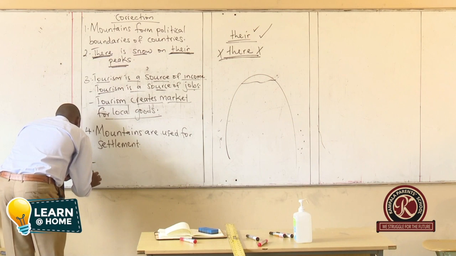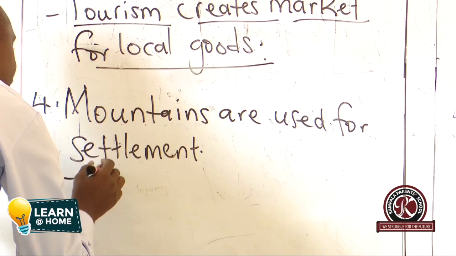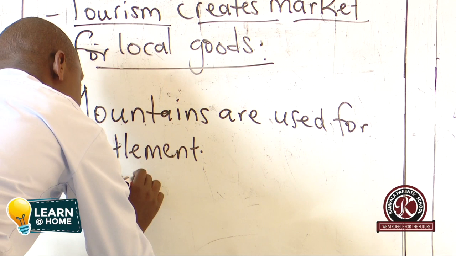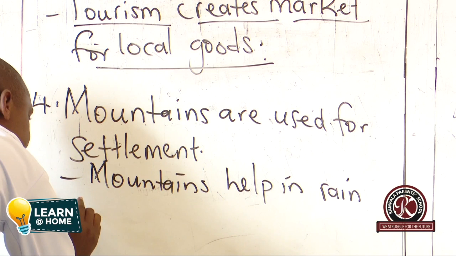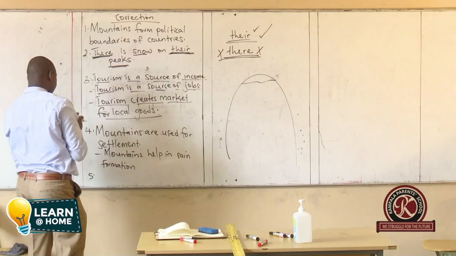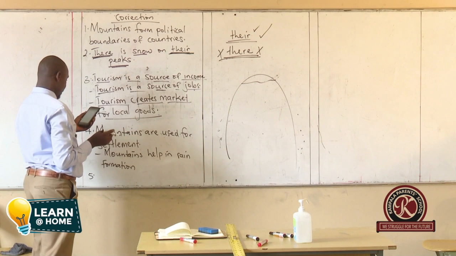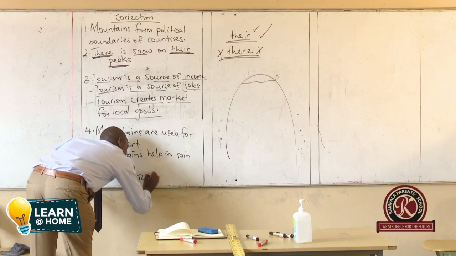Here you can add: mountains help in rain formation. Before you come to number five, mountains help in rain formation. So number five, which was our last number: name the mountain in Uganda which is snow-capped throughout the year. That's Mountain Rwenzori, which is found in western Uganda at the border of DRC and Uganda.